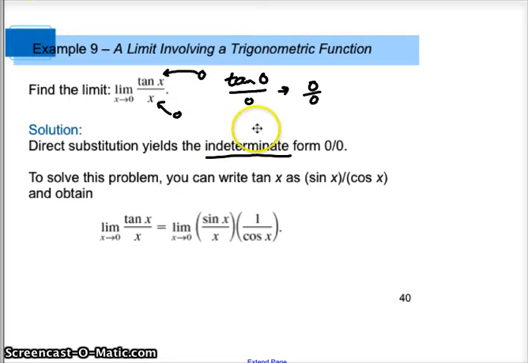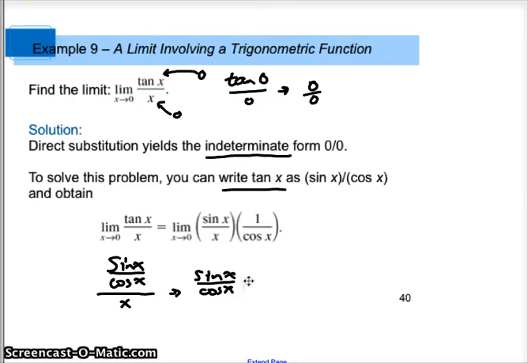One thing we would try to do is maybe cancel, but you can't cancel x's. This x is inside of tangent, so we can't cancel, but we can rewrite tangent as sine x over cosine x. So tangent x is rewritten as sine x over cosine x. That's a trig identity you need to know, divided by x. So instead of writing dividing by x, we can simplify that complex fraction by rewriting it times 1 over x, because dividing by x is the same as multiplying by the reciprocal of x, and the reciprocal of x is 1 over x. So that's rewritten as sine x over cosine x and then times x.